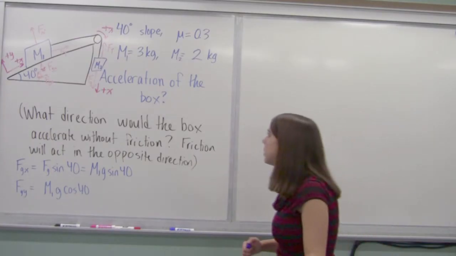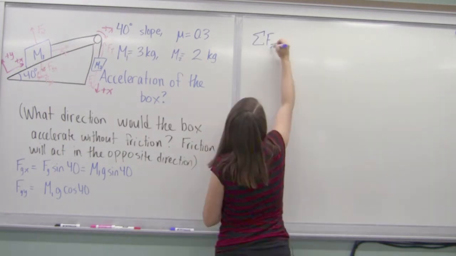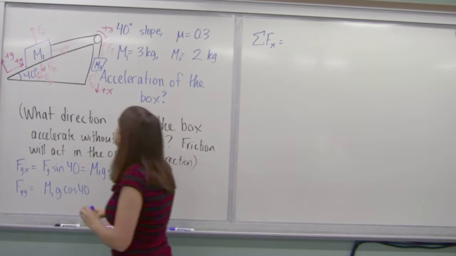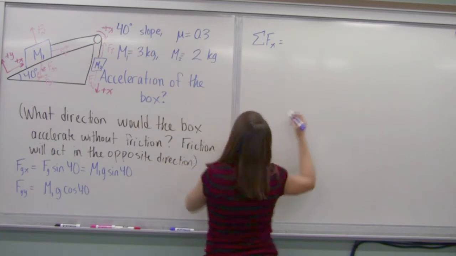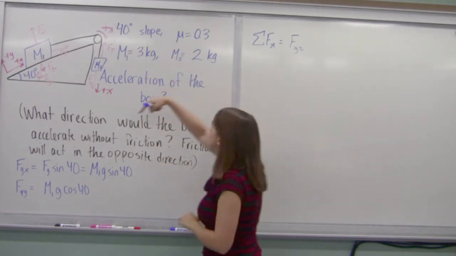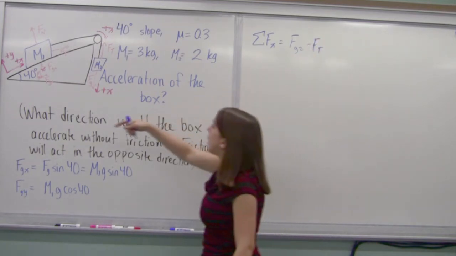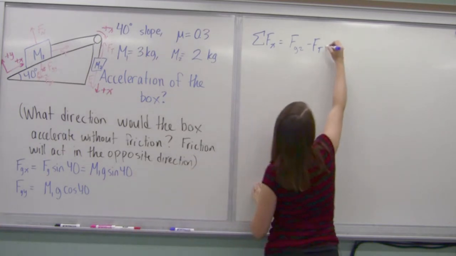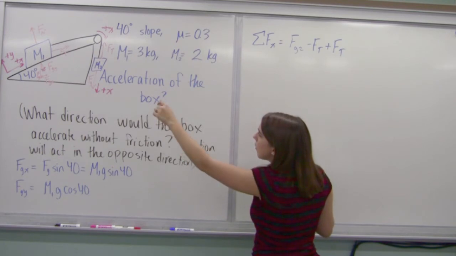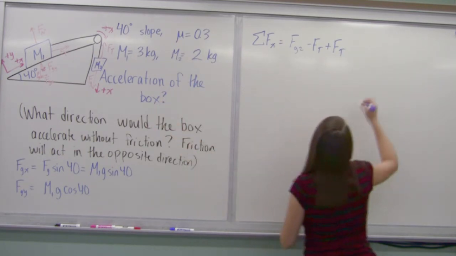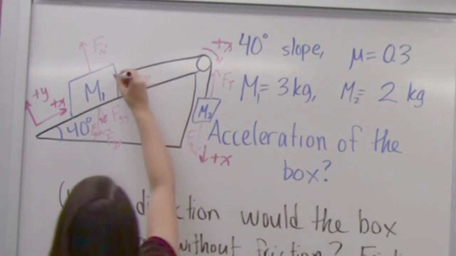So now I've broken these into components. Now I get to sum up forces in the x and y direction. In the x direction, that sum of forces, I'm going to have the force of gravity on the other mass in the positive direction. I have the force of tension in the negative direction. I have another force of tension in the positive direction. I have force of gravity in the negative x direction. And friction we just don't know. Is it going this way?